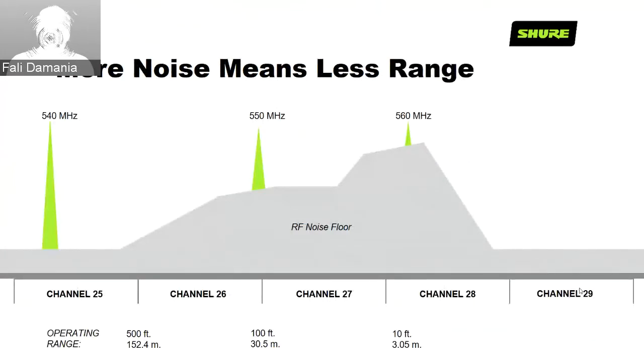From this slide, if you look at channel 25, channel 27, and channel 28, you can see three carrier frequencies in green, so 540, 550, and 560. And as the RF noise floor changes, that starts to change the range of your microphone transmitter. So at 540, you could probably get 500 feet. It's quite common to get that much range when your noise floor is really low. At 550, considering that your noise floor has now gone up, you could still probably get about 100 feet.